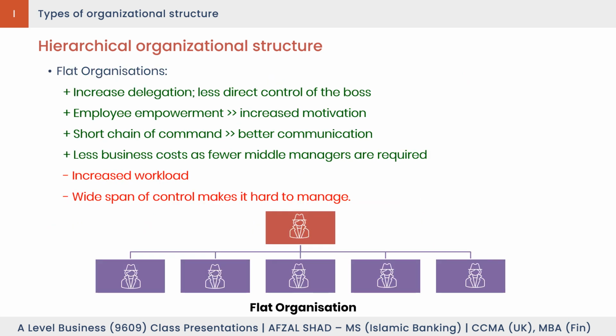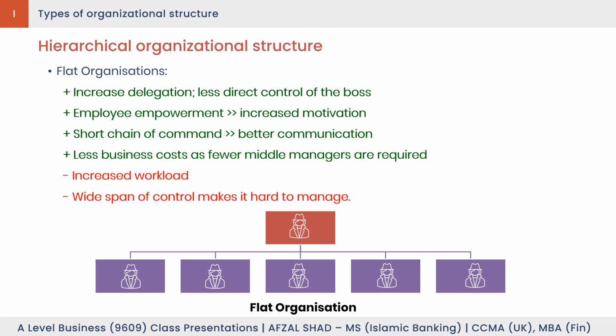Then today we will be going towards the two major forms of the hierarchical organizational structure. So hierarchical structure can be divided in two major categories. The first one is the flat organization, the second one is the tall organization. So what is a flat organization? Wide organization is also the word which we use for this.